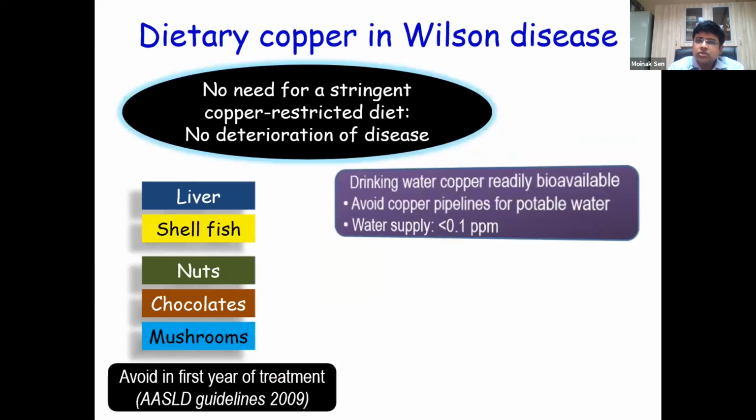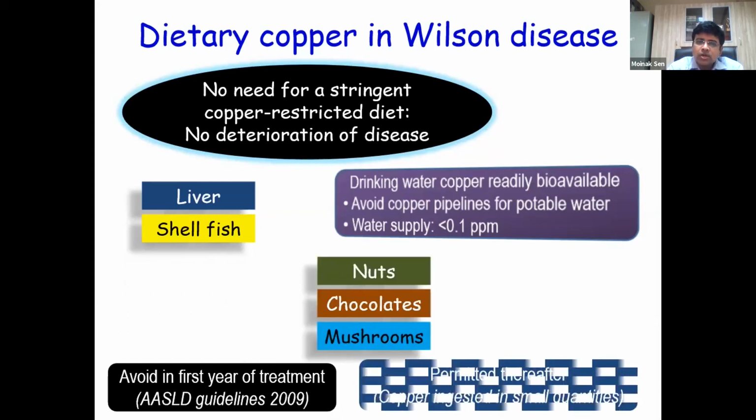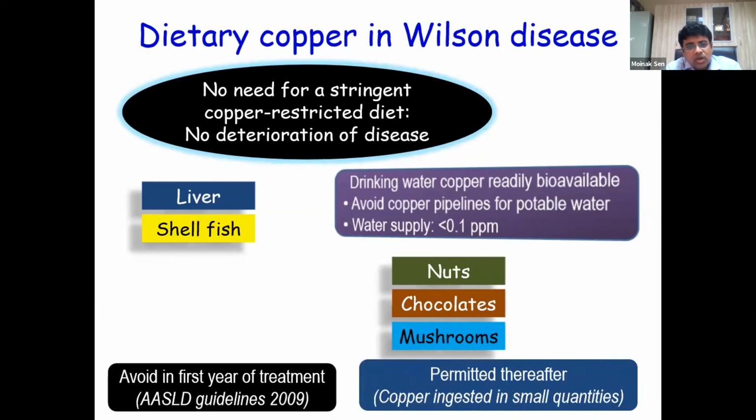Wilson's disease: there is no need for a stringent copper-restricted diet, as it does not cause deterioration in the disease. You have to understand that till the time the chelation has taken place in full force, that first year of chelation is the time when copper restriction in the food items needs to be done. But once the chelation has properly set in and the drug has been started, thereafter, even if you eat a little bit of liver, shellfish, nuts, chocolates, and mushrooms, it's not really going to make much of a difference. So nuts, chocolate, and mushrooms, which children do eat, can be permitted thereafter.